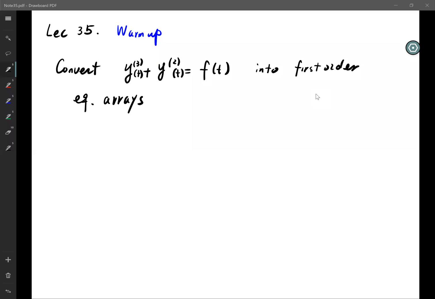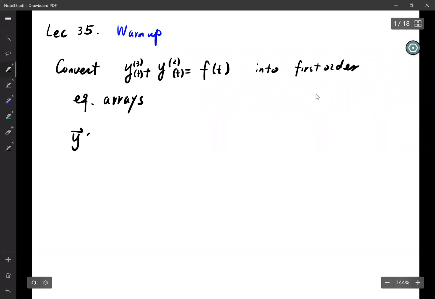So last time at the end of the class, we didn't have the right-hand side. Now the warm-up problem is we look at the third order differential equation, but we have a right-hand side. The question is how to turn this into a set of first order equation arrays. Let's think for about 20 seconds or so. Okay, so let's work with the procedure.